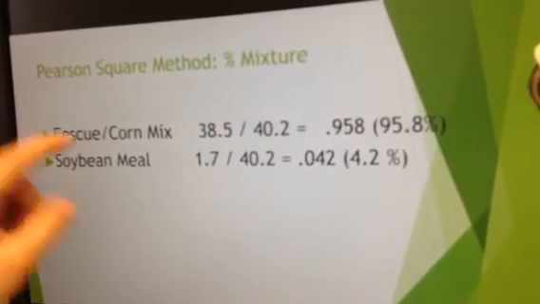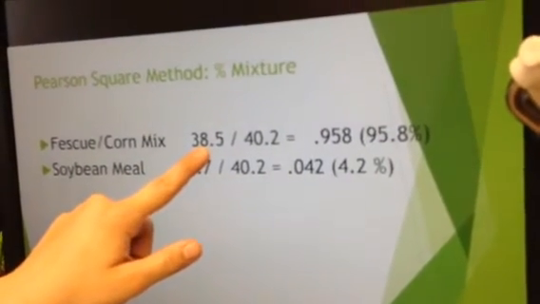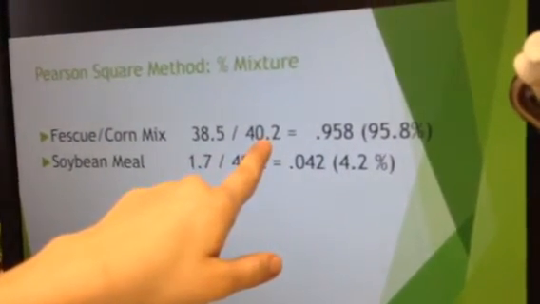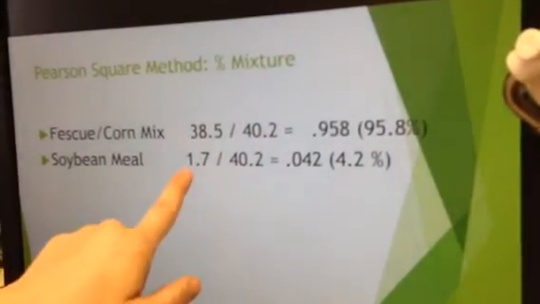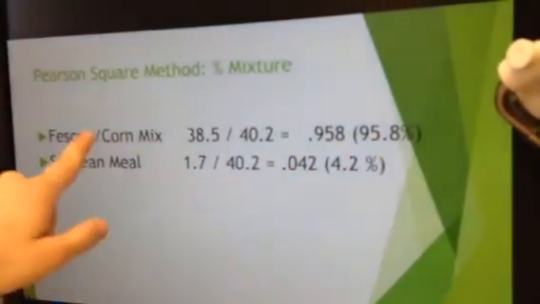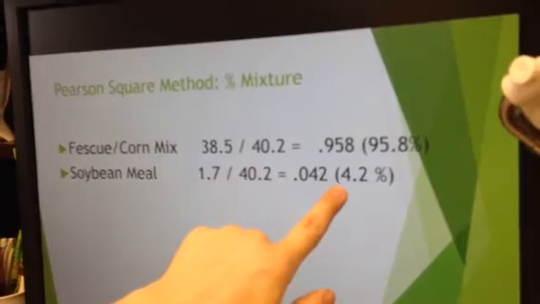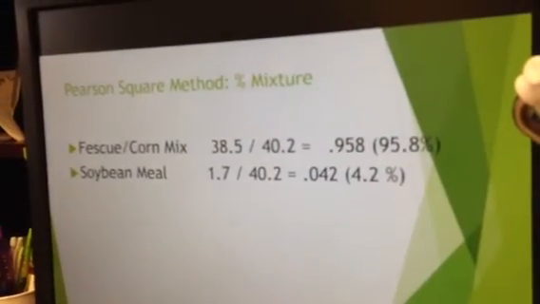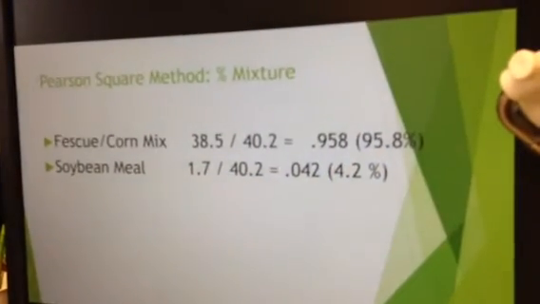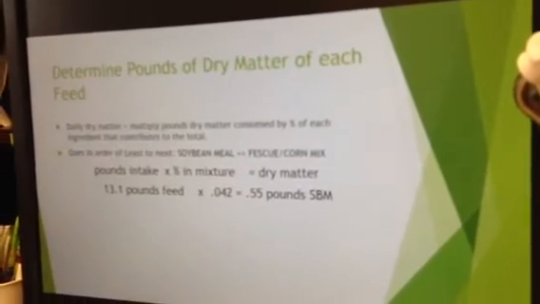So we're going to do the same exact thing. 38.5 is the amount that it had, divided by 40.2, which is our total parts from this Pearson square, and then 1.7 divided by 40.2. That's going to give us 95% in the mixture, and then 4.2% in the mixture. So we'll need to have 4.2% of soybean meal.